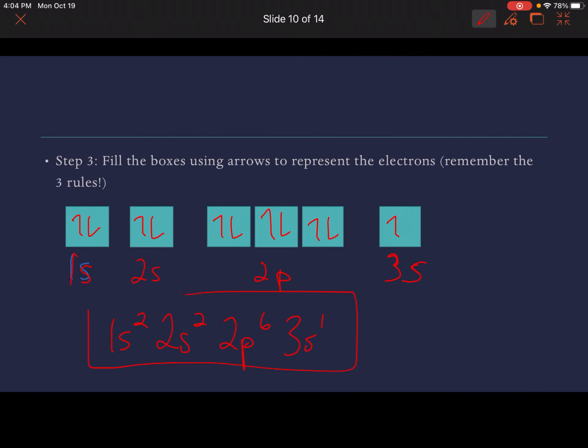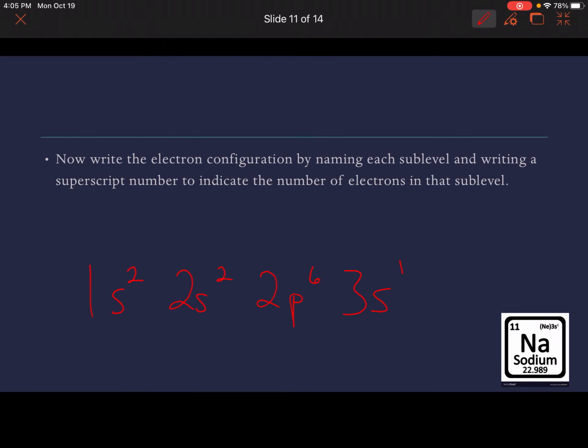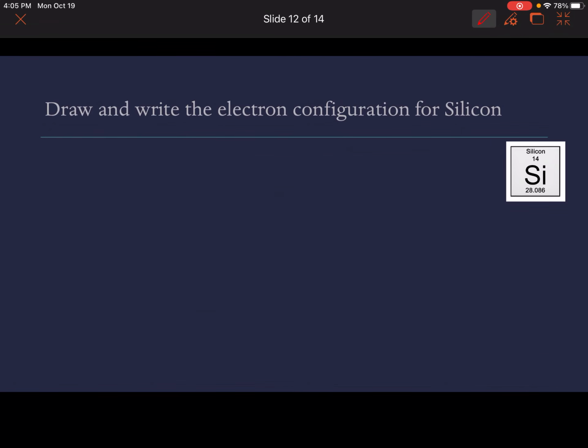This is how you write the electron configuration. I'll just write this over here again. 1s2, 2s2, 2p6, 3s1. So that would be the written electron configuration for sodium. Now, we're going to draw and write the electron configuration for silicon.